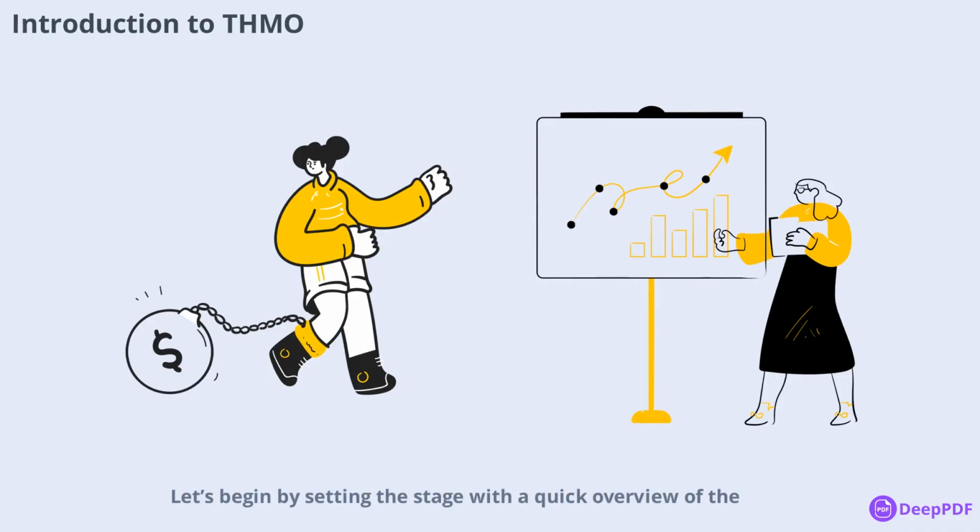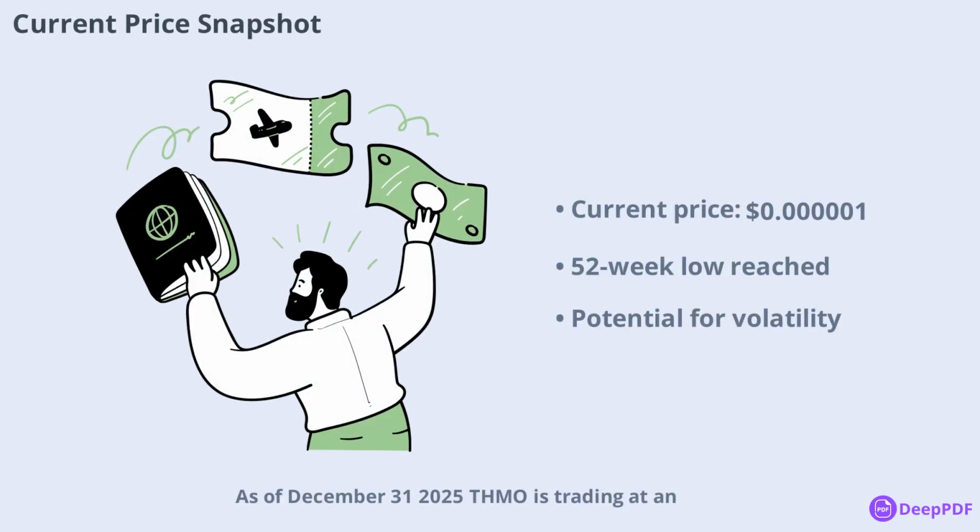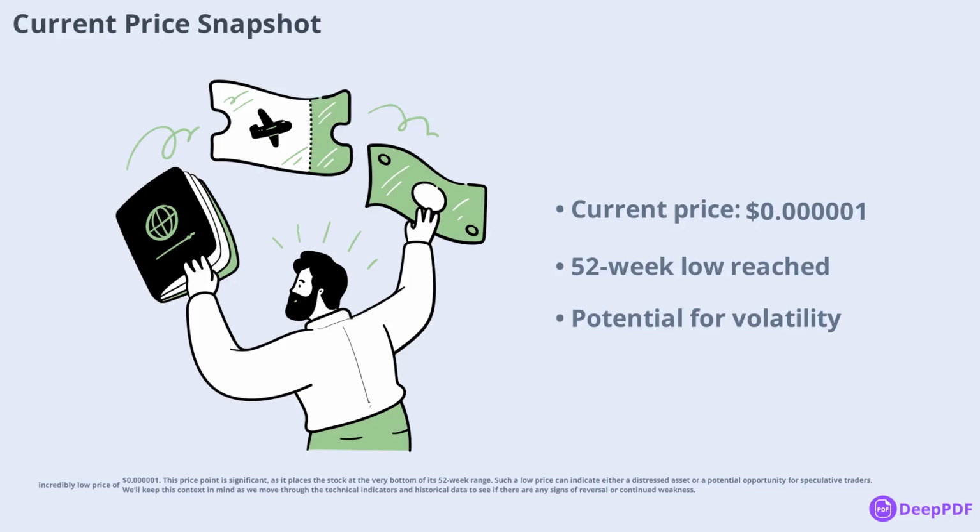Let's begin by setting the stage with a quick overview of the stock's current status and why it's caught the attention of market watchers. As of December 31, 2025, THMO is trading at an incredibly low price of 0.000001. This price point is significant as it places the stock at the very bottom of its 52-week range. Such a low price can indicate either a distressed asset or a potential opportunity for speculative traders. We'll keep this context in mind as we move through the technical indicators and historical data to see if there are any signs of reversal or continued weakness.